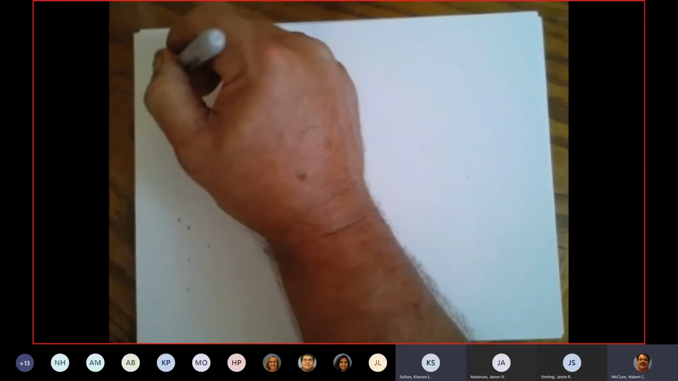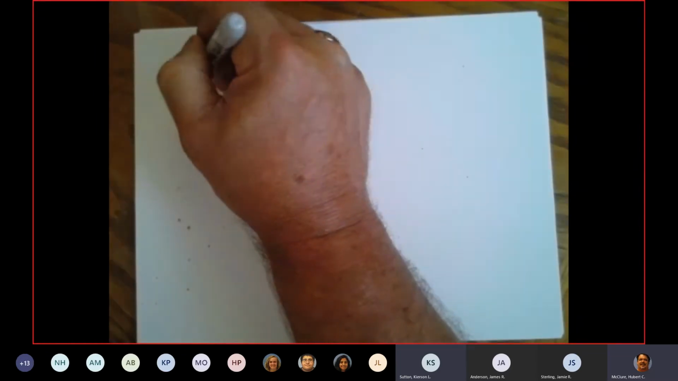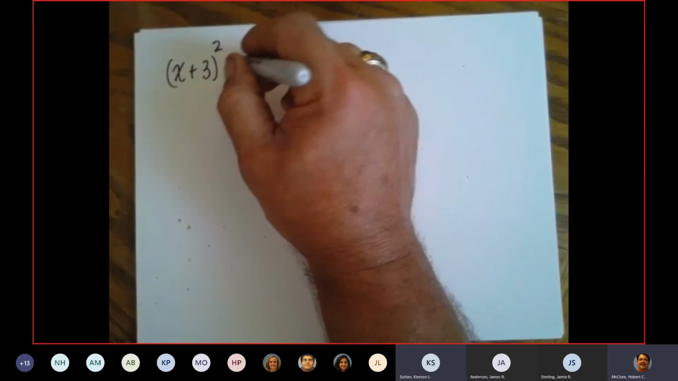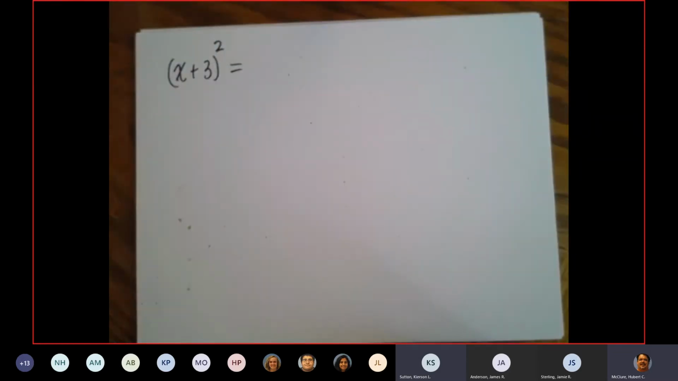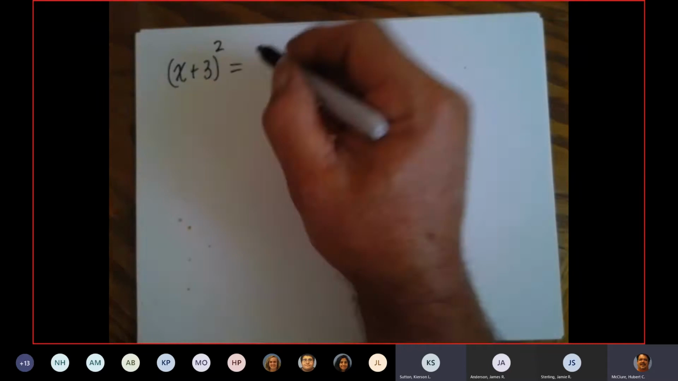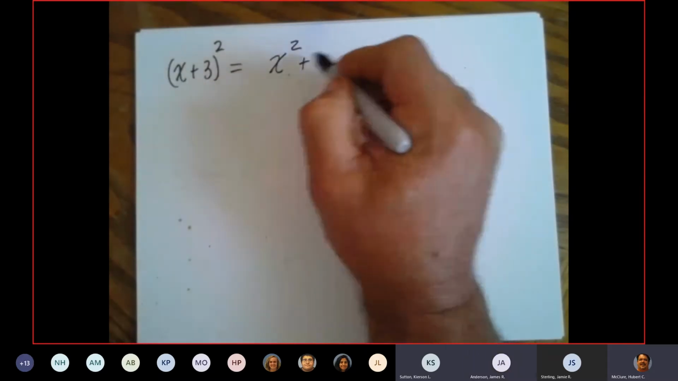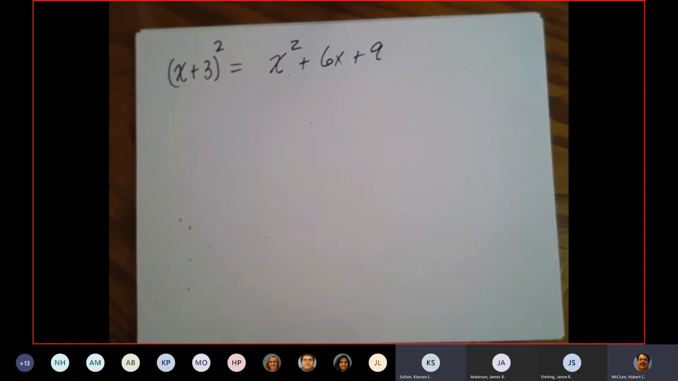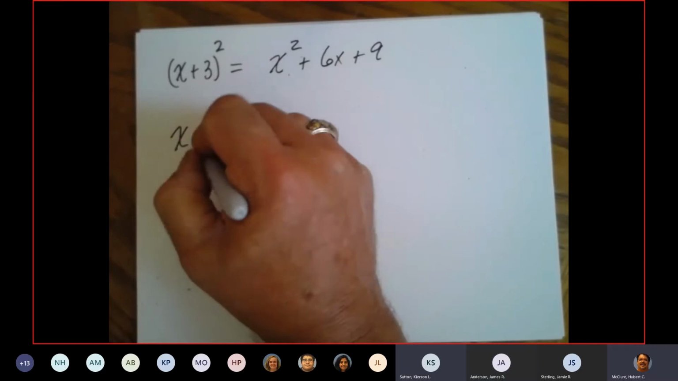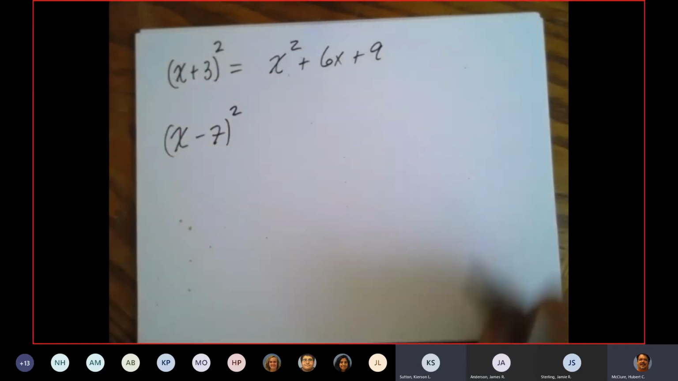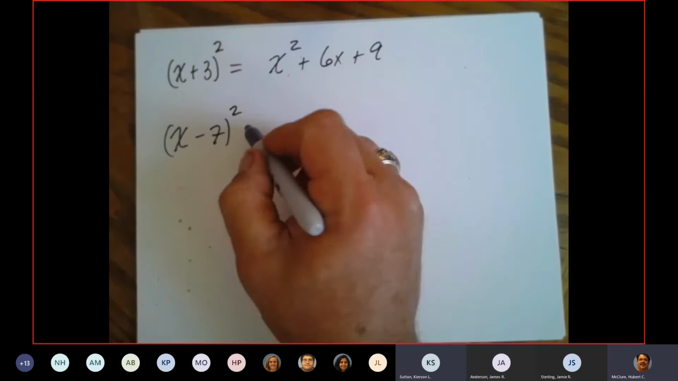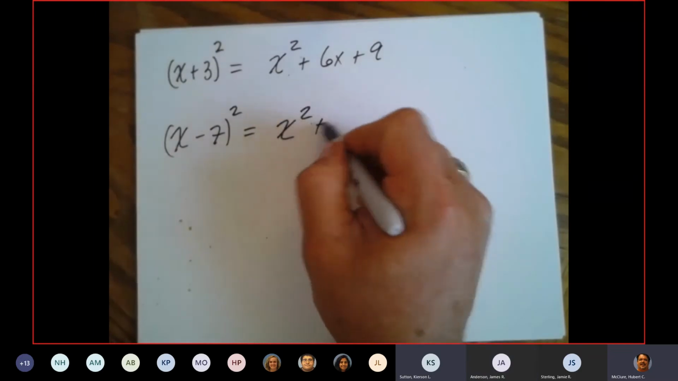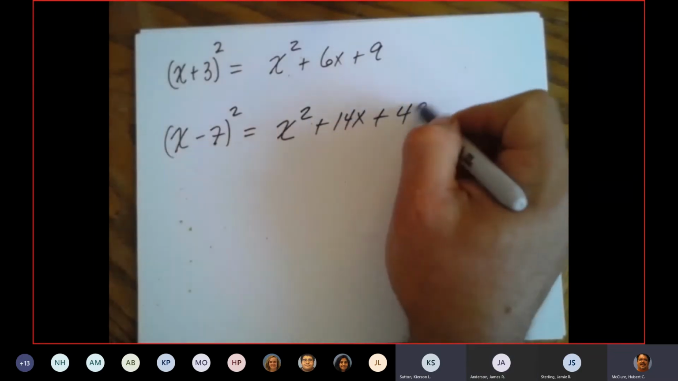So here's number 1. (x + 3) squared. Well, that's shortcut number 1. It's got a plus, so that's going to be x squared plus 6x plus 9. Boom, that's it. How about (x - 7) quantity squared? That's shortcut number 2. That's x squared plus 14x plus 49.